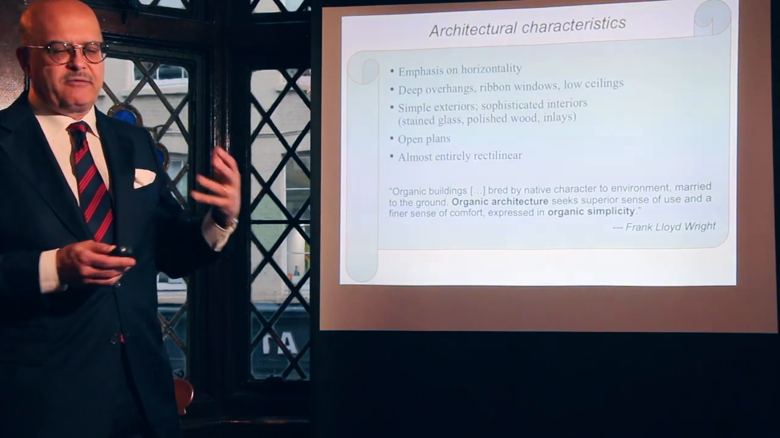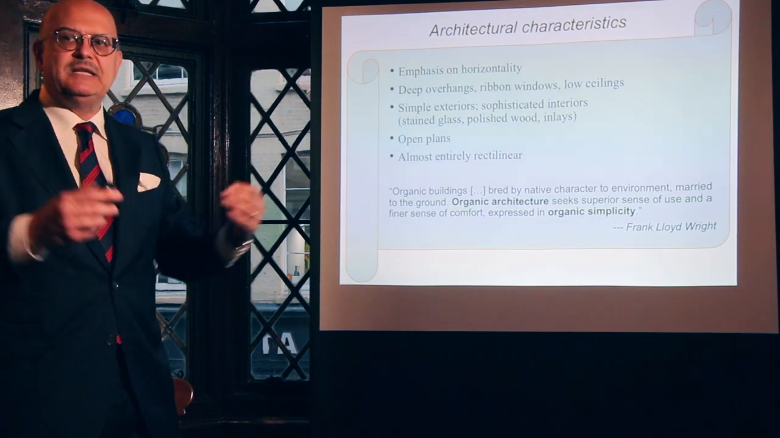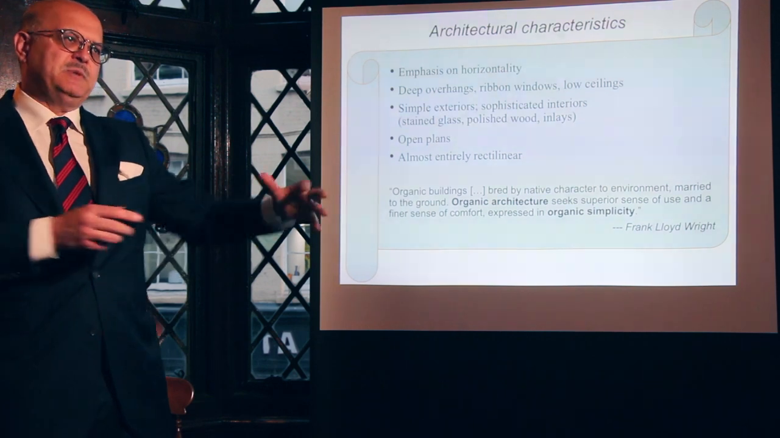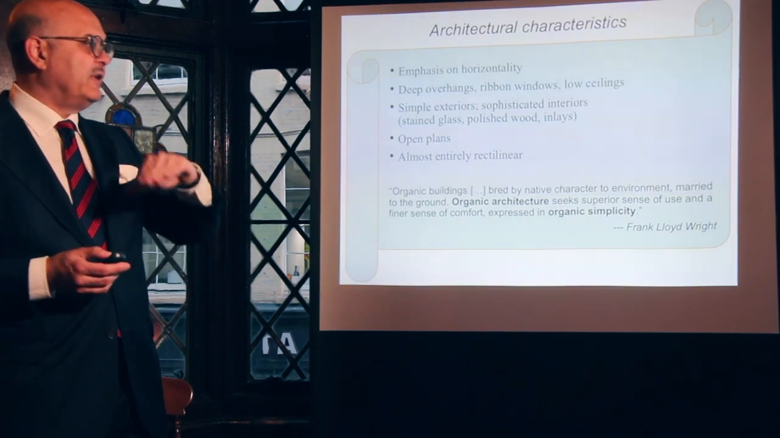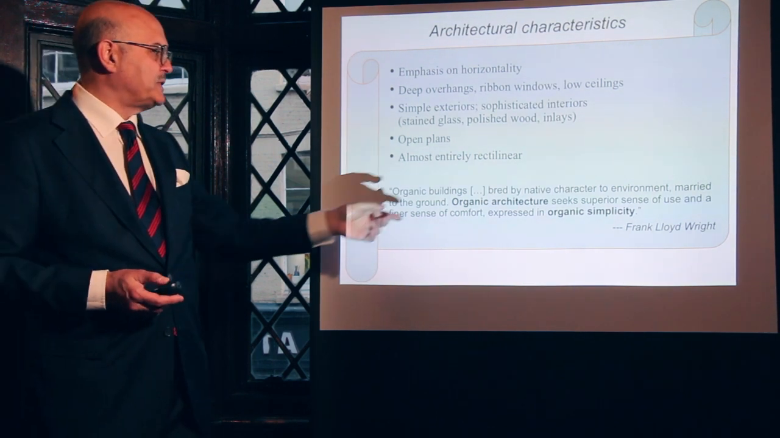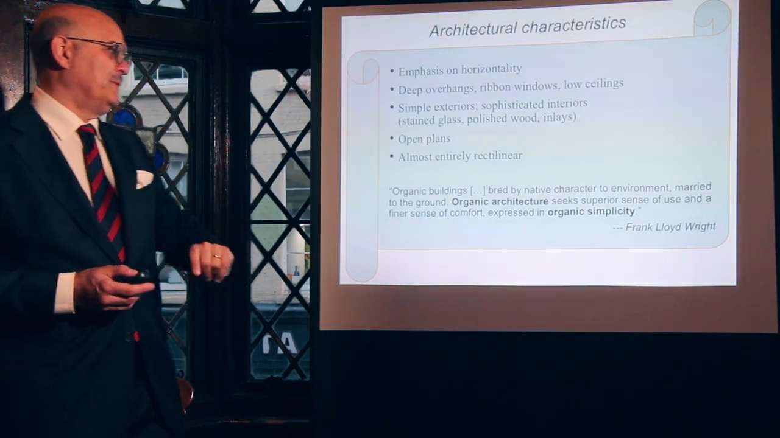Open plan. This is where, borrowing from the Japanese tradition, where you have removable screens, he creates habitations that aren't divided into lots of little rooms, but tend to be a bit more open plan, and very rectilinear, very few curves. And he's one of the first adopters of this type of organic architecture.